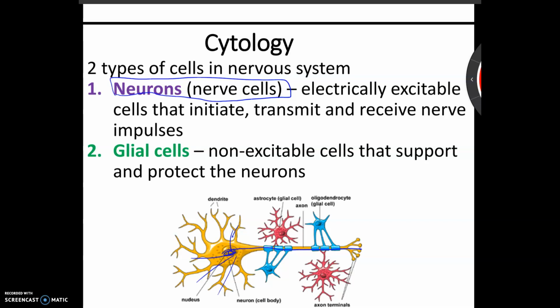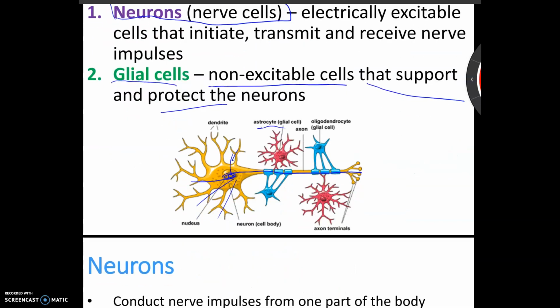Then there's all these other cells around it. This oligodendrocyte, this astrocyte, this I think that's supposed to be a microglial. Oh, that's another astrocyte. Those are glial cells. They're non-excitable cells, meaning they don't send signals. They support, protect, and nourish the neurons. They used to think it was just glue that held it together, so the real brains we have in lab are still brain-shaped because of the glial cells.